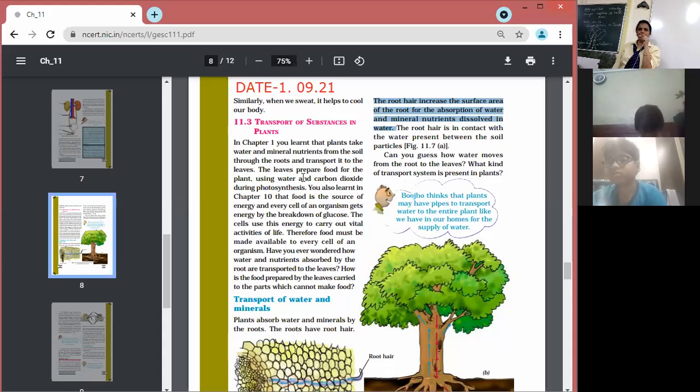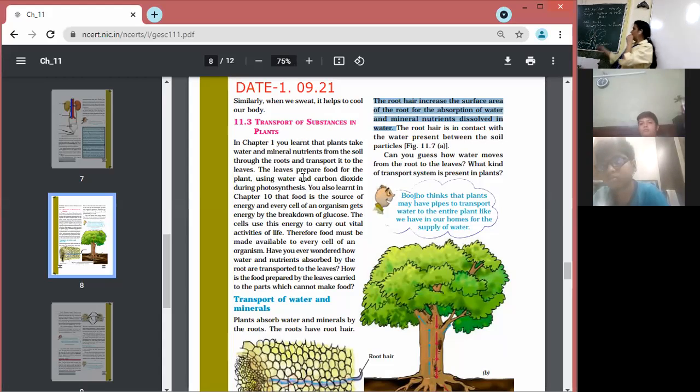This work is done by xylem. I have written the name. Xylem is a vascular tissue that performs this function. It carries water and minerals from the roots to the leaves. So the movement in xylem is upward. As you can see in your book, the blue color arrows are there. The movement is upward, and even in the diagram you can see that the movement is upward.